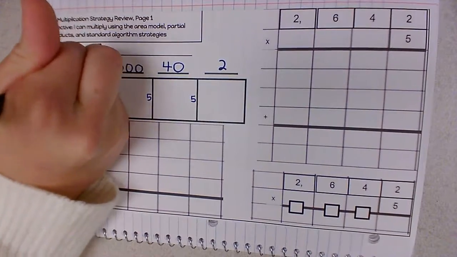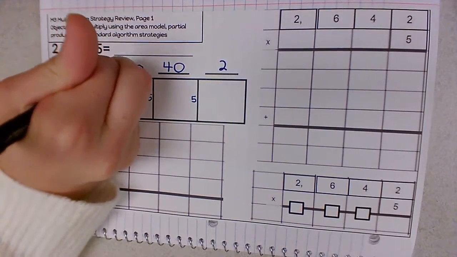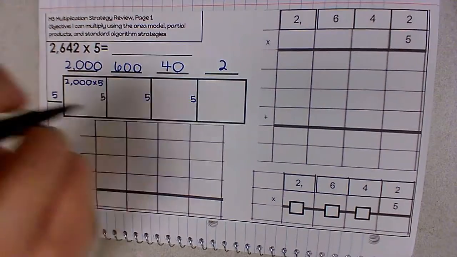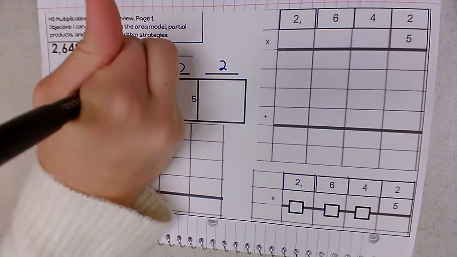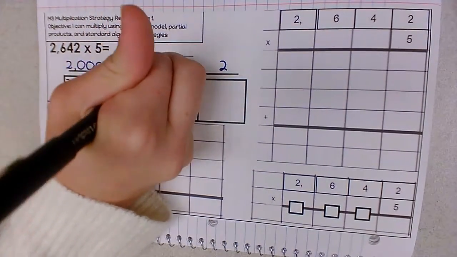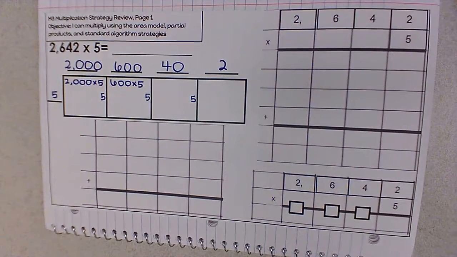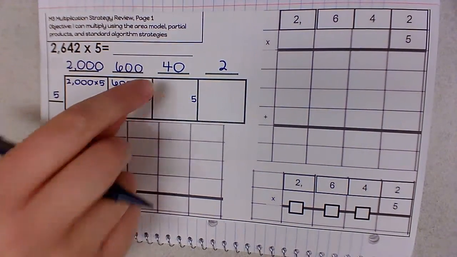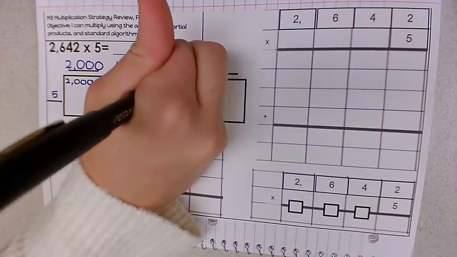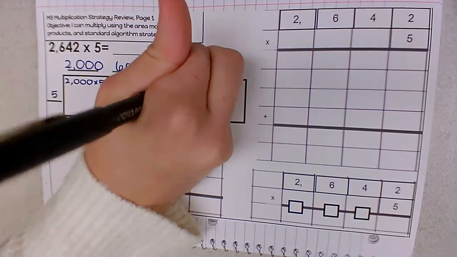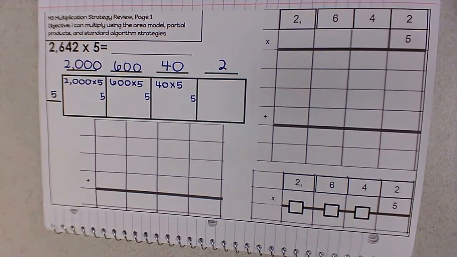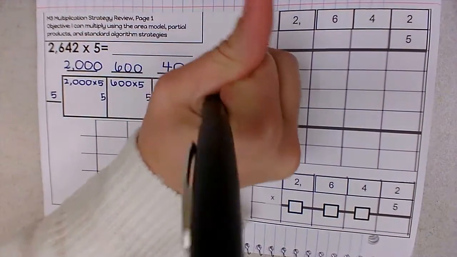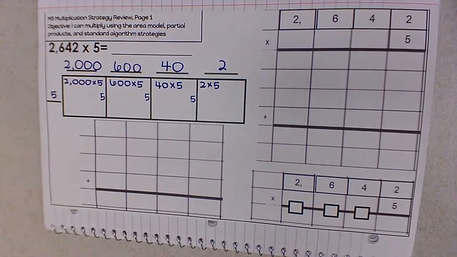First, we're going to multiply 2,000 times 5. Then we'll multiply 600 times 5. Can you guess the multiplication sentence for our tens? 40 times 5. And finally, let's multiply our ones. 2 times 5.